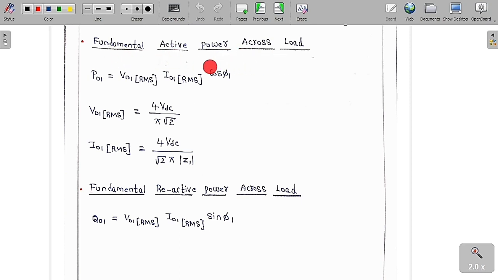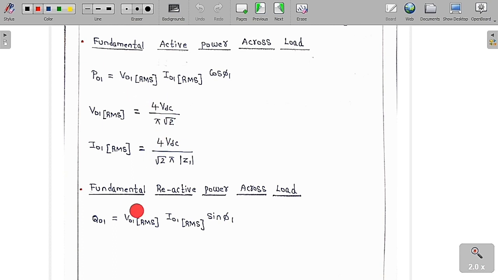Similarly, I want to find the fundamental active power across the load, means how much fundamental active power is consumed by the load. So the fundamental active power across the load is equal to the RMS value of the fundamental output voltage into the RMS value of the fundamental output current into cos of phi 1. The RMS value of the fundamental output voltage we have already discussed, which is 4 VDC by pi into root 2. Similarly, the RMS value of the fundamental output current is 4 VDC by root 2 pi into mod of Z1. Now we know everything, even cos phi 1 also we know.